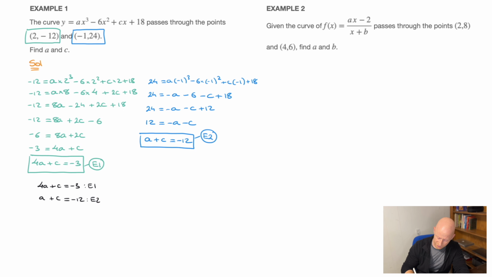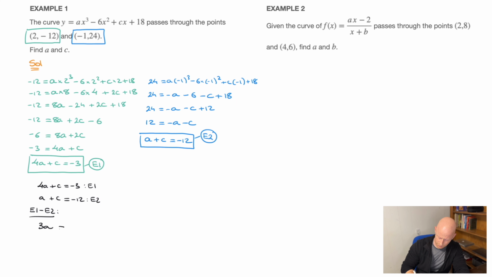Looking at these two equations, I quickly notice that they both have one c inside them. And so to get rid of the c's, I'll subtract e2 from e1. And so let me just write that so I keep track of what I do. I'll do e1 minus e2. So let's see, that turns into 4a minus a, which is just 3a. And we then have c minus c, which of course is 0, so we've eliminated the unknown c.